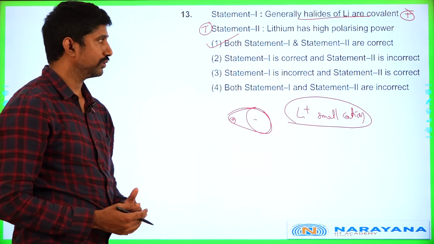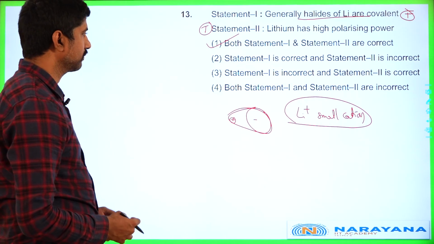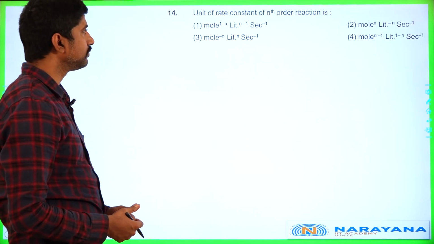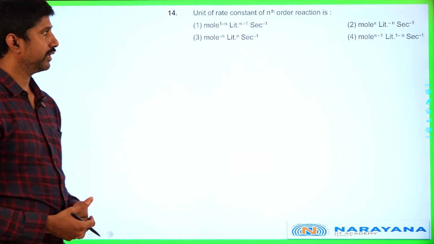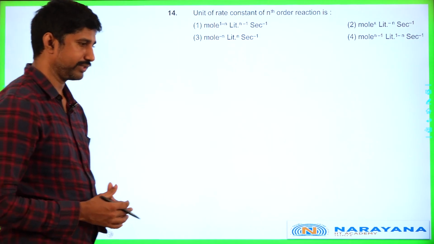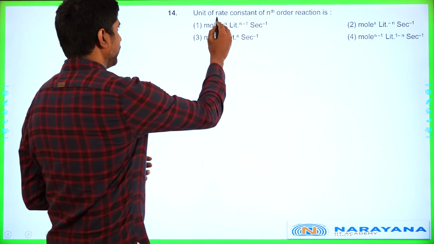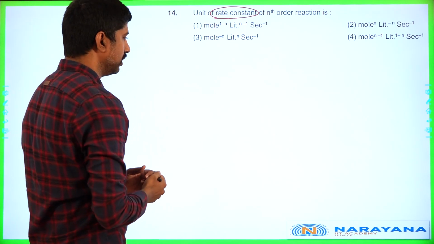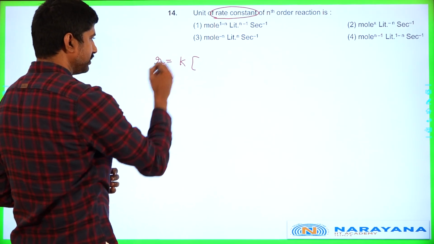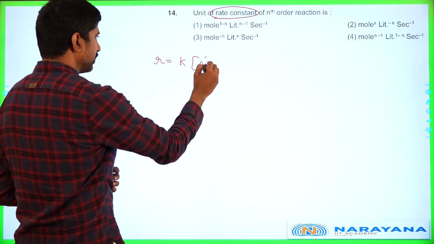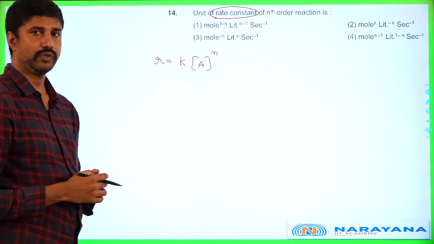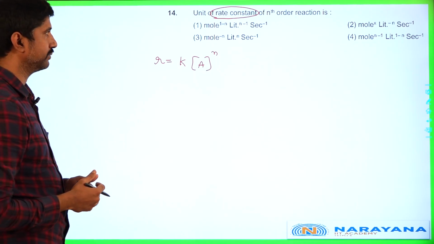So let us see question number 14. Units of rate constant of nth order reaction. What is the rate constant unit here? What is the general expression for rate? R is equal to K into concentration power n, where n stands for order of reaction.